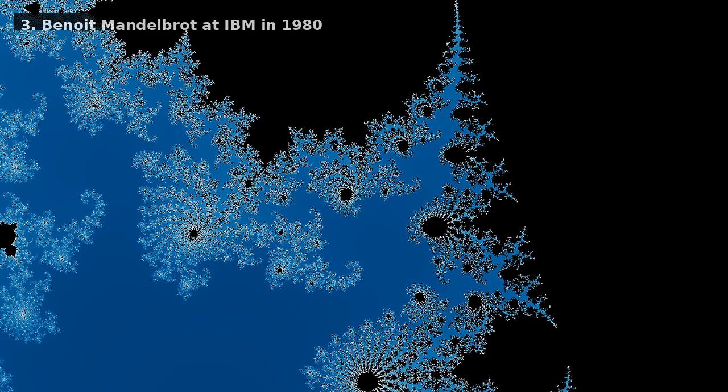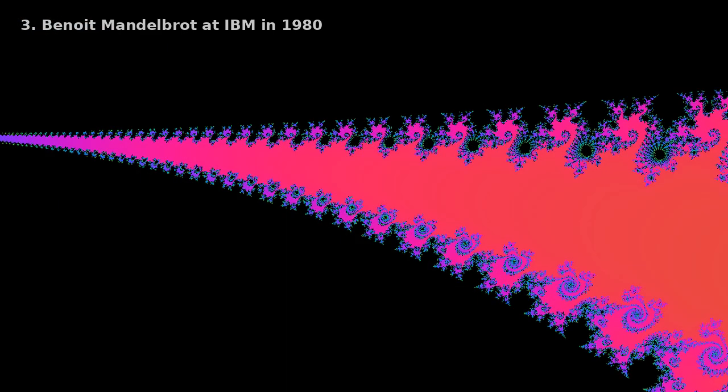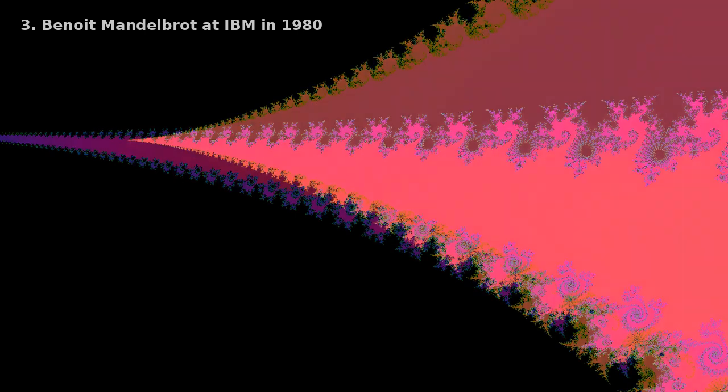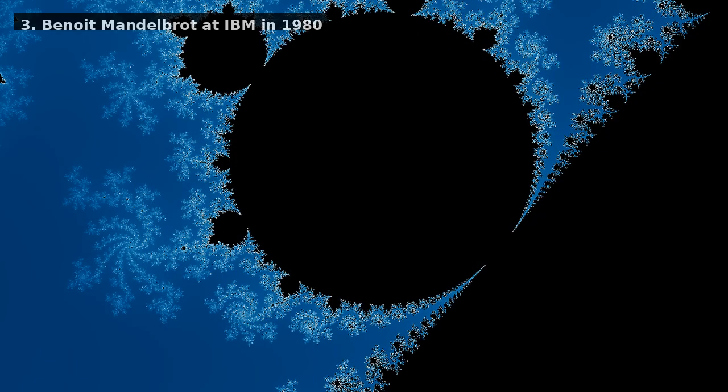Early computer graphics made the set visible at last. The first images were rough and heavily pixelated. But those pictures showed something nobody expected to see. A simple formula drew a strange black continent. Around it, colors formed burning halos and thin filaments.